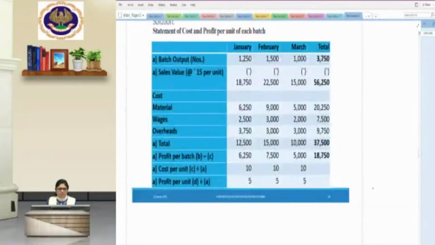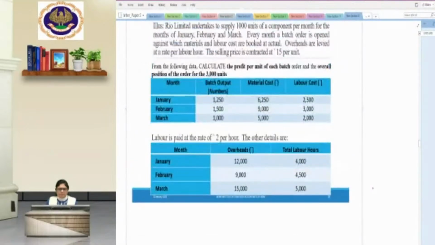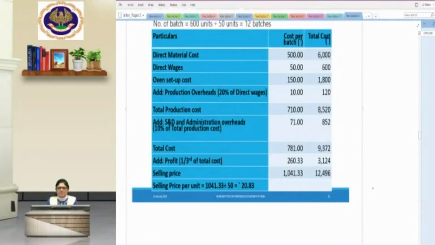Let me show you this. All right. Okay, here it is. See, so this is the final answer, 20.83. But this is the cost per batch only. It is coming here. You are not calculating it separately. You have to calculate for every element of cost. All right. So 6,000 direct material cost, but cost per batch is this. Direct labor, cost per batch.